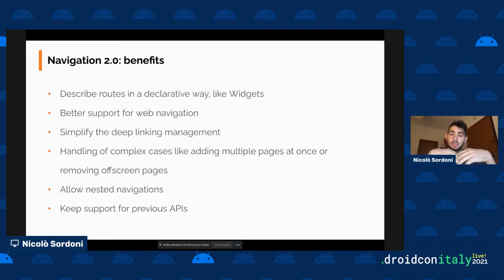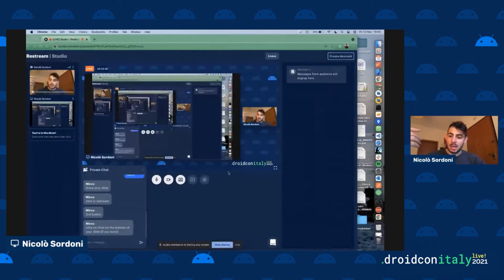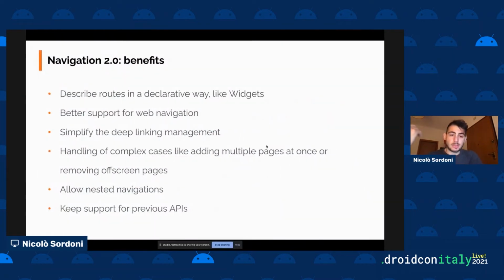Then you have much better support for web navigation, for deep linking, and for all the complex cases that require loading, for instance, multiple pages at once, or removing off-screen pages. With an imperative approach, the only way to reach this goal is to pop the pages and push the new ones that you had to show. Instead, with the declarative approach, you just update this list and return the updated list of pages, so you can easily manage the complex cases.